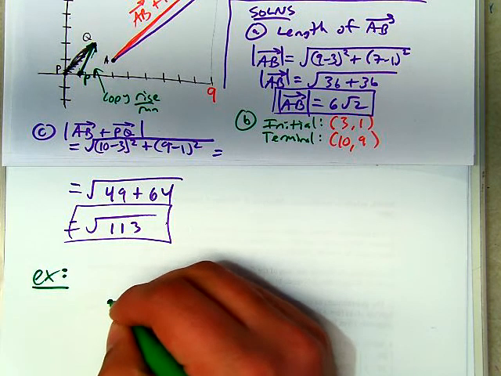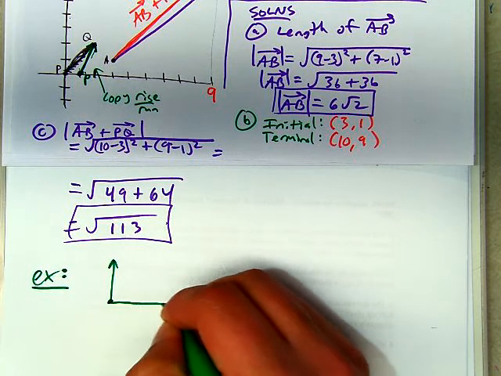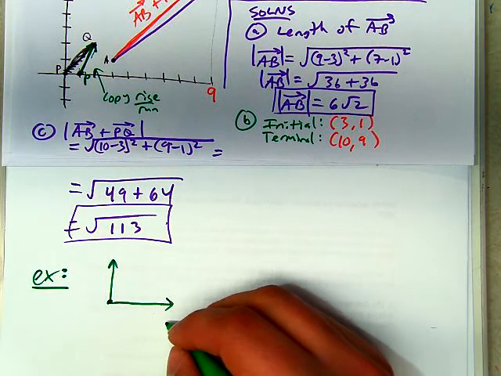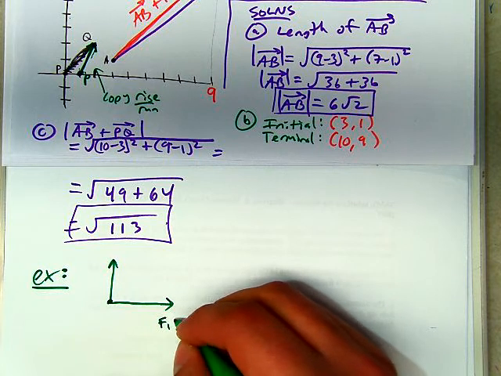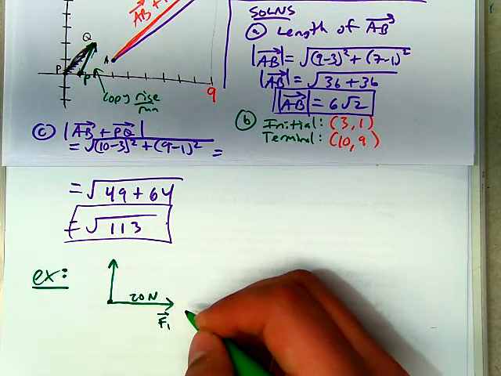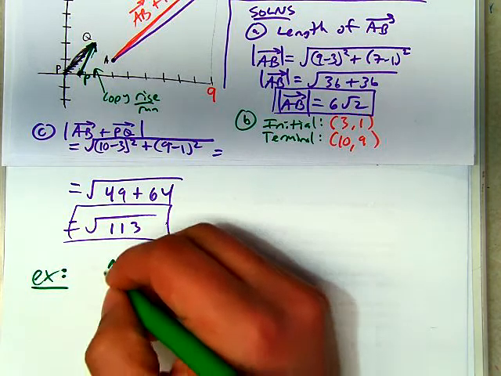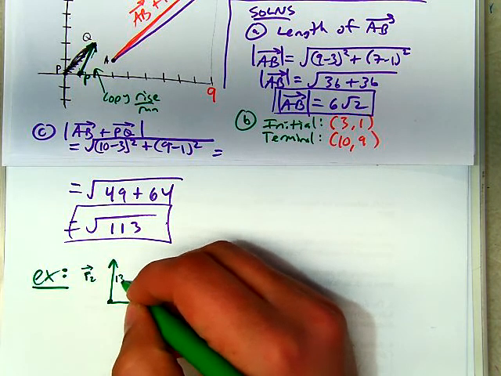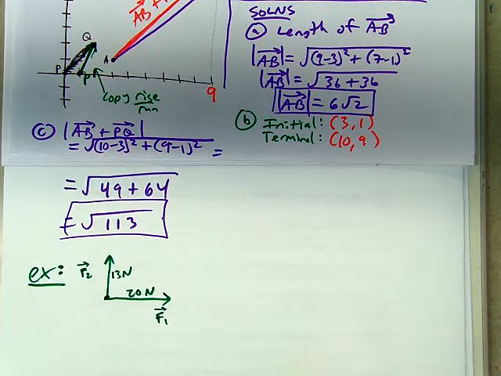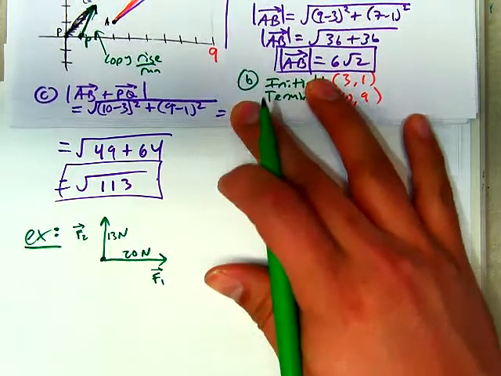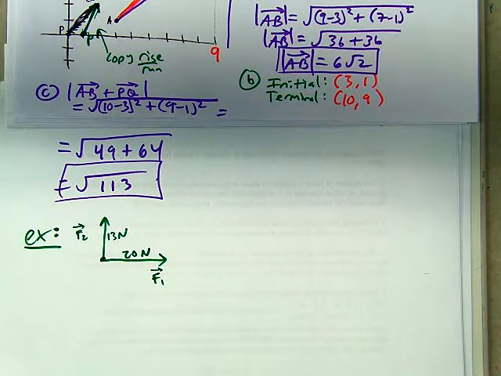Let's say we have two forces. Let's say force 1, and we know that this vector is 20 newtons. This force is 20 newtons, and let's call this force 2. And let's say that this is 13 newtons. Okay? And you can kind of picture what's going to happen here.